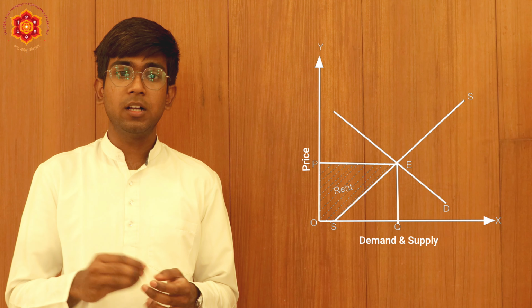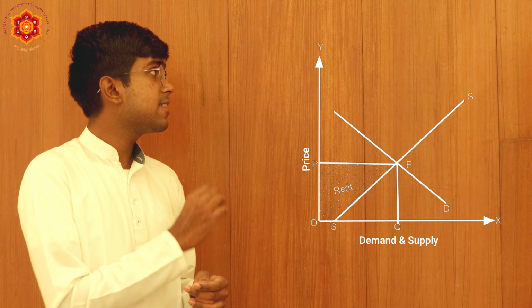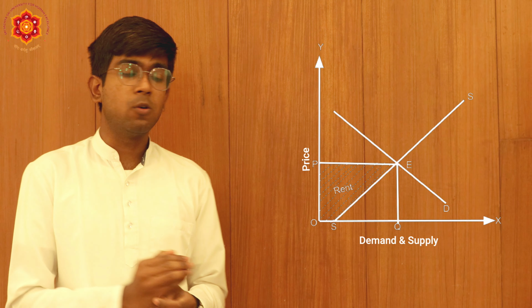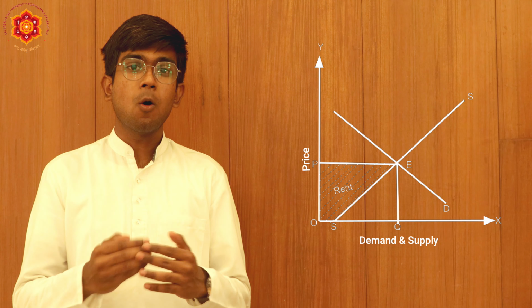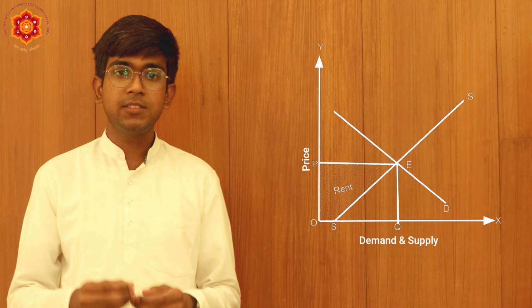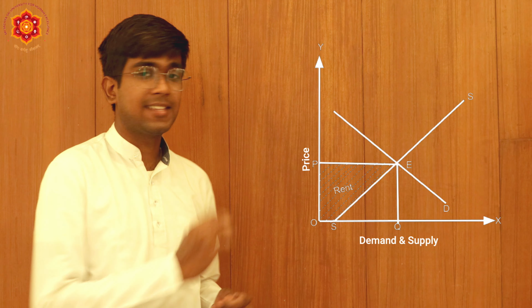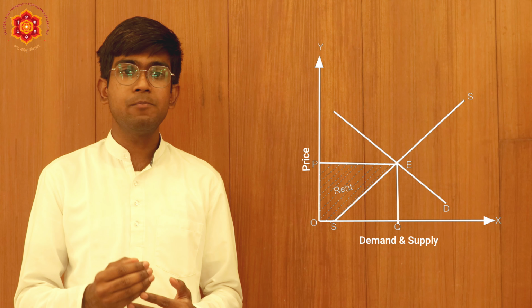Now again, by joining this point E to the x-axis, we will get the point Q. Once again, the actual earning will be OPEQ and the transfer earning will be SEQ because the transfer earning is the portion below the supply curve. After subtracting the transfer earning, which is SEQ, from the actual earning, which is OPEQ, we will get OPES, which will be the rent of the factor of production. And this was an example of a partially specific factor of production. So, by this, we are done with the topic of modern theory of rent.